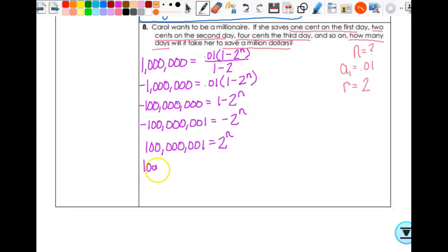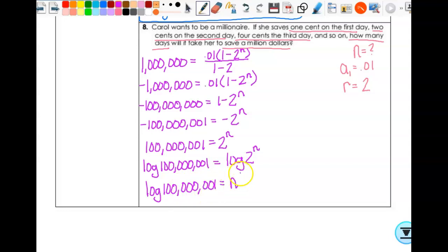So I've got the log of 100 million and 1. You can do the natural log or the common log, it doesn't matter, equals the log of 2 to the nth power. So you have a rule with logs that the exponent can come out in front here, so now we have the log of 100 million and 1 equals n times the log of 2.